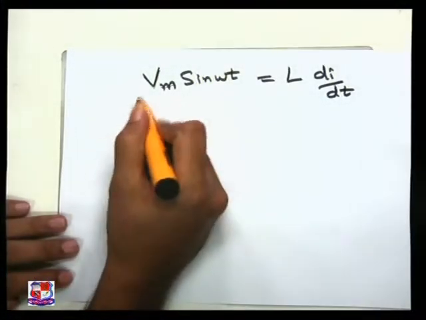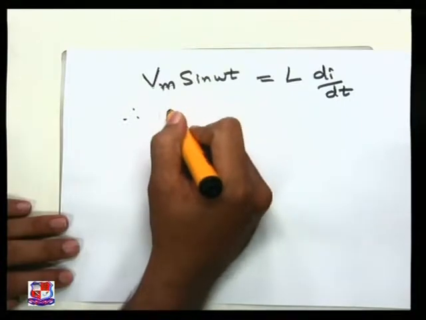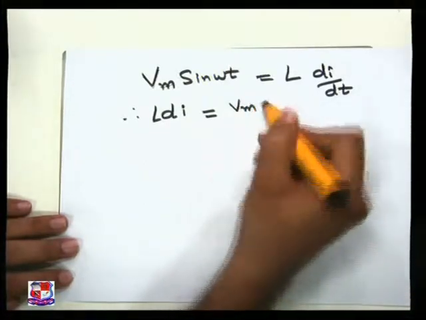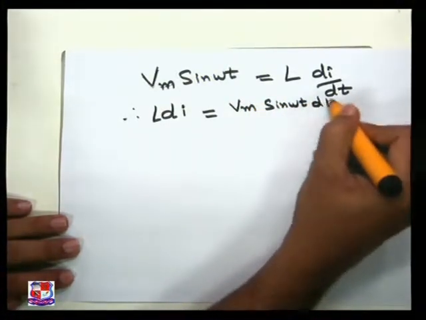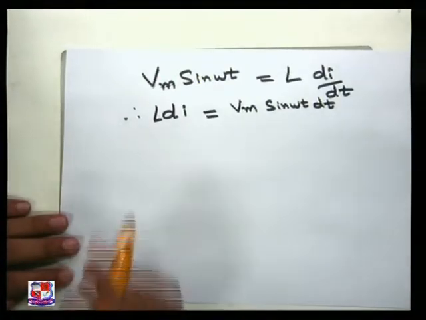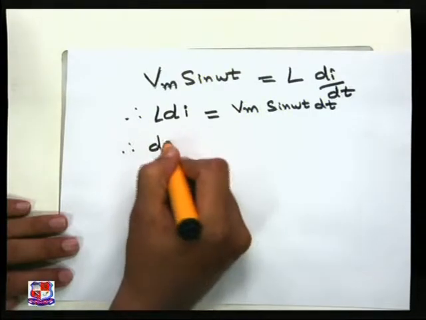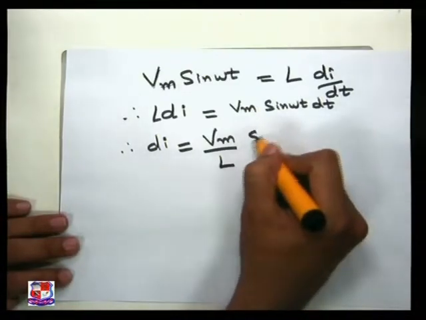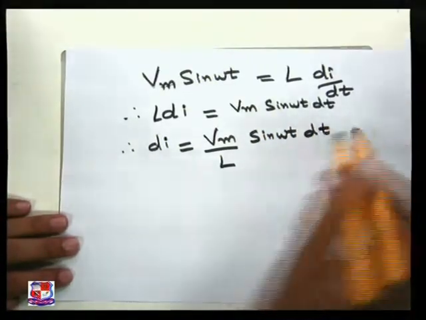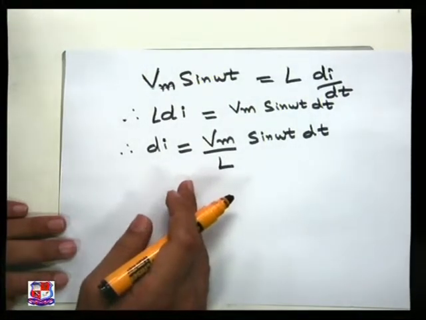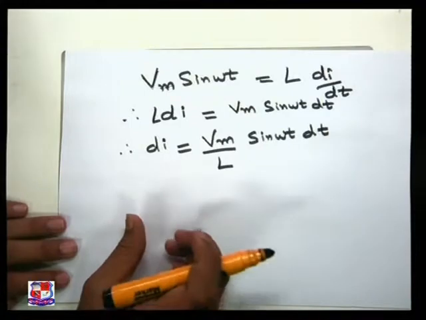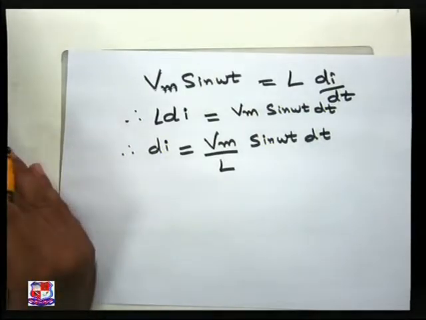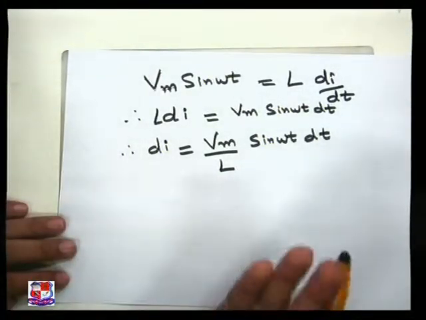Now we can modify this equation and write it as L di equal to Vm sin omega t dt, or di equal to Vm by L sin omega t dt. This is nothing but the variable separable method that is used for differential equations in mathematics. So we are separating the current term di, and separately the time parameter dt, right?